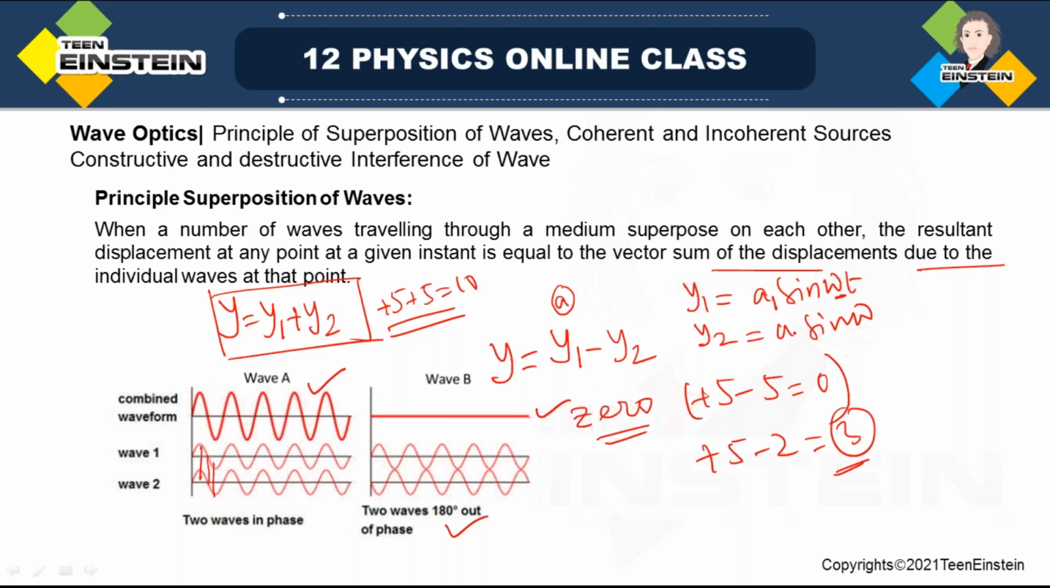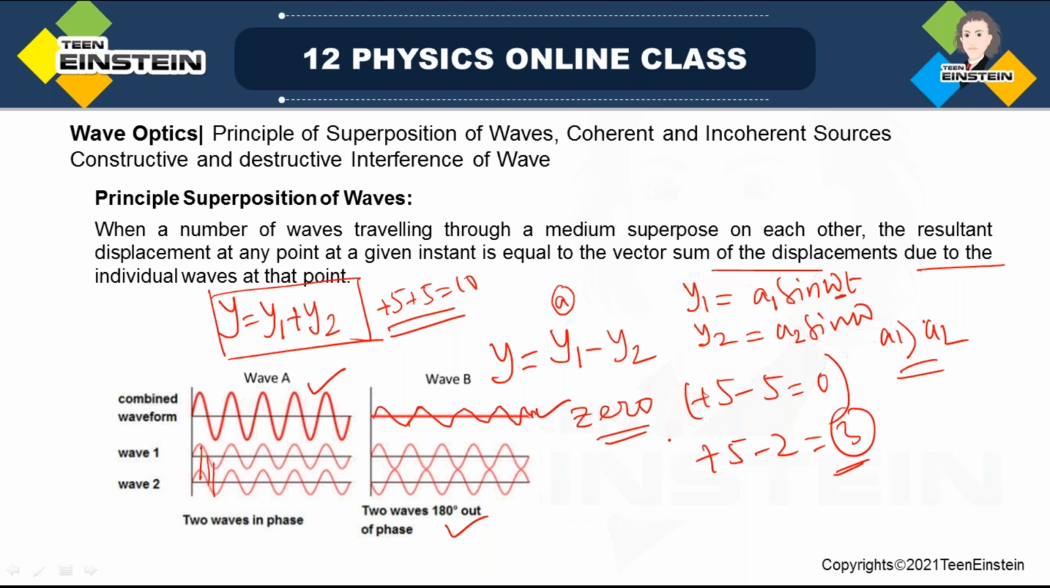Otherwise, if this is a1 and this is a2, suppose a1 is greater than a2, then there will be partial cancellation, and instead of 0, you will get a minimum amplitude. You'll get partial cancellation if the amplitudes are not the same. If amplitudes are the same and frequencies are the same, then they will cancel to give you 0. All right, so I hope there is no confusion over here.